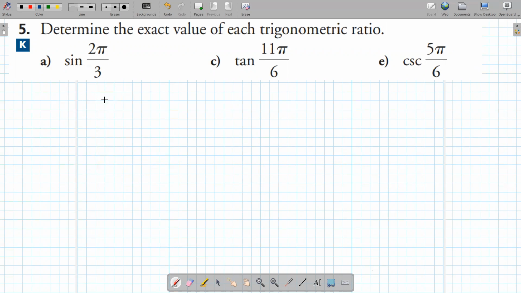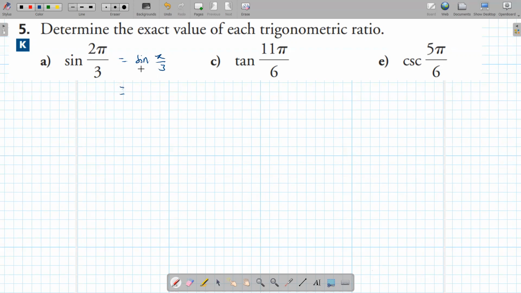So sine 2 pi over 3 is the exact same, and you can find that out by doing pi minus 2 pi over 3. 180 minus 120, so you get 3 pi over 3 minus 2 pi over 3, pi over 3, in radians. So sine of 2 pi over 3 is the exact same thing as sine of pi over 3 and sits in quadrant 2. The CAST rule tells us this is positive.